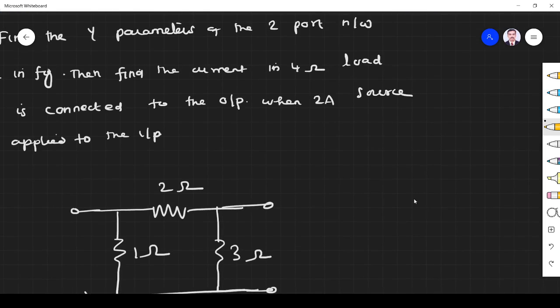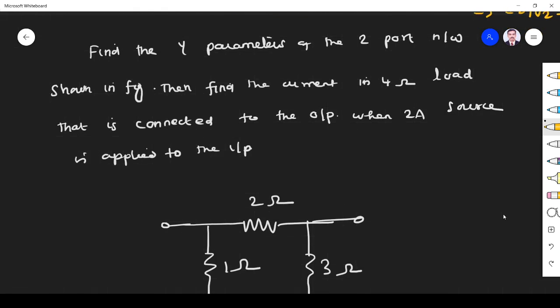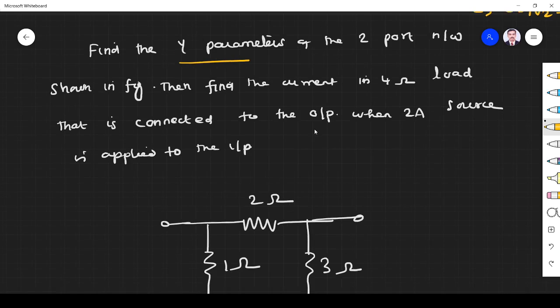Next problem. Find the Y parameter of the two-port network shown in the figure. Then find the current in the 4 ohm load. First we have to find the Y parameter. Then find the current in the 4 ohm load that is connected to the output. This is the output, when a 2 ampere source is applied to the input. So first we find the Y parameter, then we do the second part.